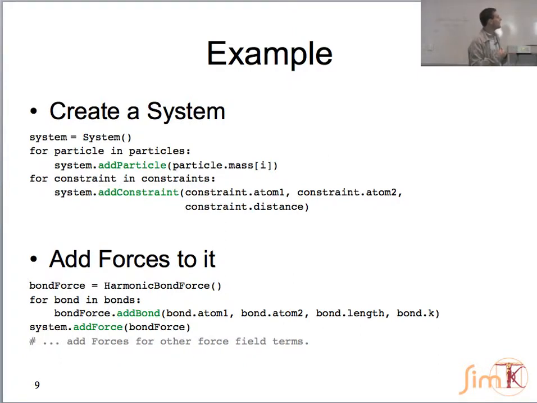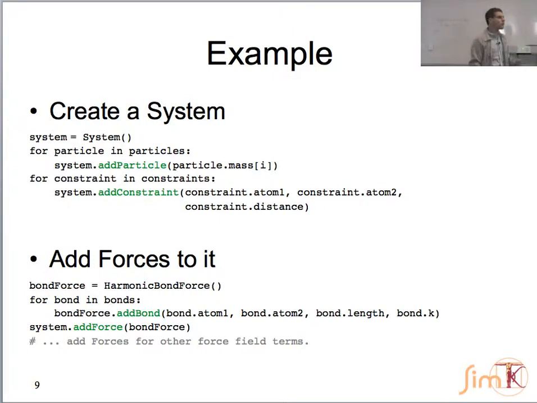So there's a class called harmonic bond force, which is a type of force. So we're going to create a harmonic bond force, and we are going to add a bunch of bonds to it. So how do you think we do that? Well, we're just going to have a loop over bonds, and for each one we will say add bond. And for add bond, what we pass to it is the index of the first atom, the index of the second atom, what the equilibrium length between the two is, and what the spring constant is.